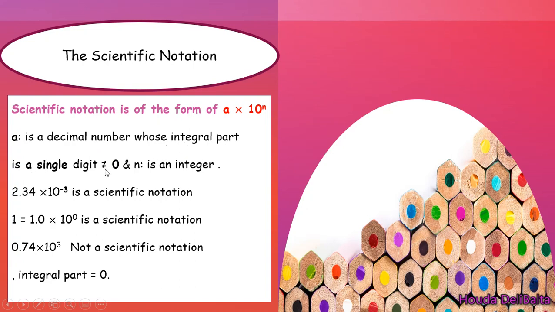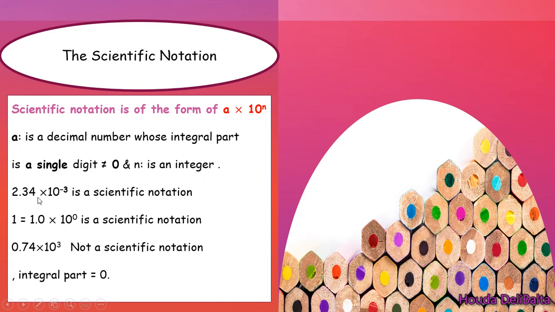The integral part means the part just before the decimal point. It should be a single digit, for example 2.34, 1.72, 3.5, and so on. So the integral part should be a single digit that's not equal to 0. 0 point something is refused. And n, which is the exponent of 10, is an integer. It may be a negative number or a positive number.